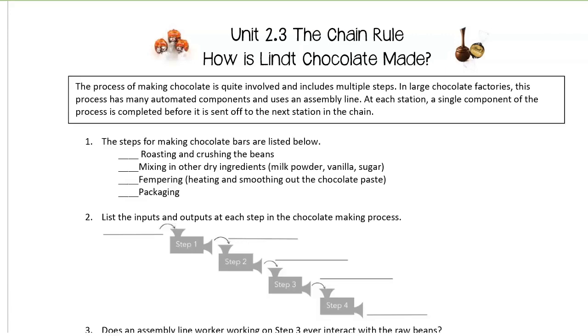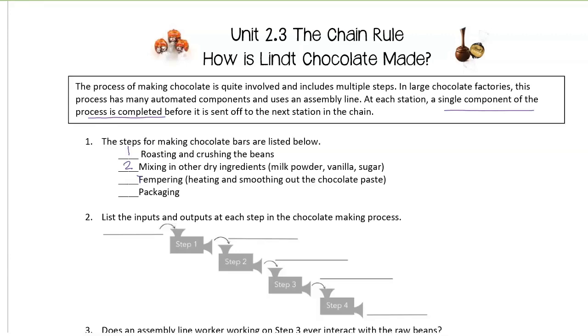The process of making chocolate is very involved and includes lots of steps. And in large factories, the process is automated. There's many components, an assembly line, and at each station, a single component of the process is completed before it's sent to the next station. So here are the steps. First, we're going to roast and crush the beans. Then we're going to mix in other dry ingredients. This should say tempering the chocolate, which just means that it's heated and smoothed out, and then packaging.